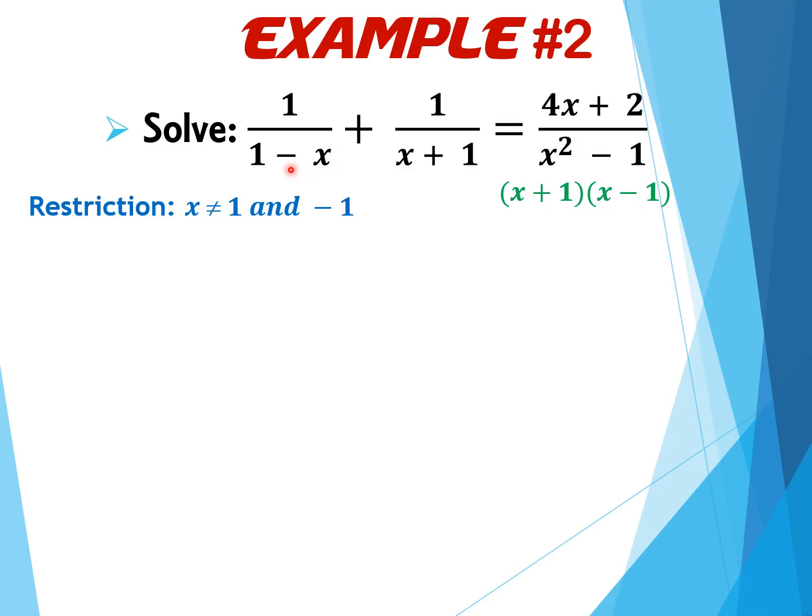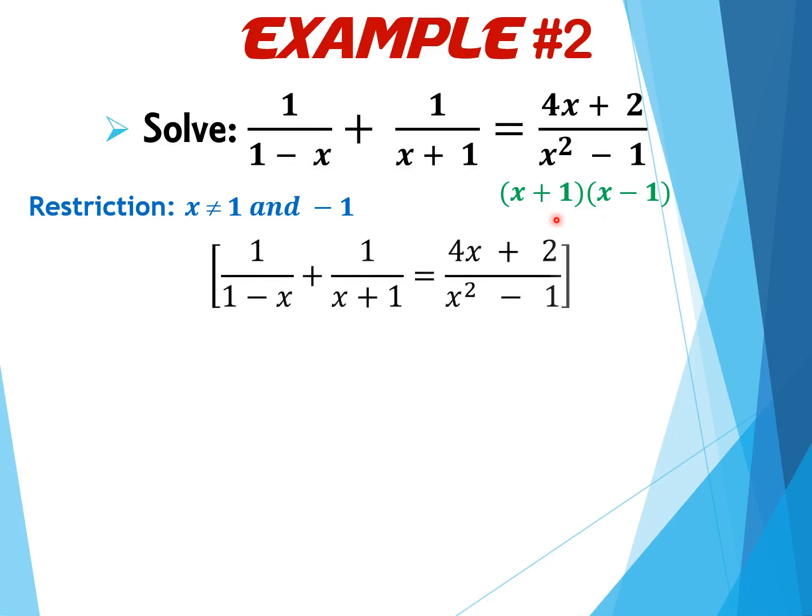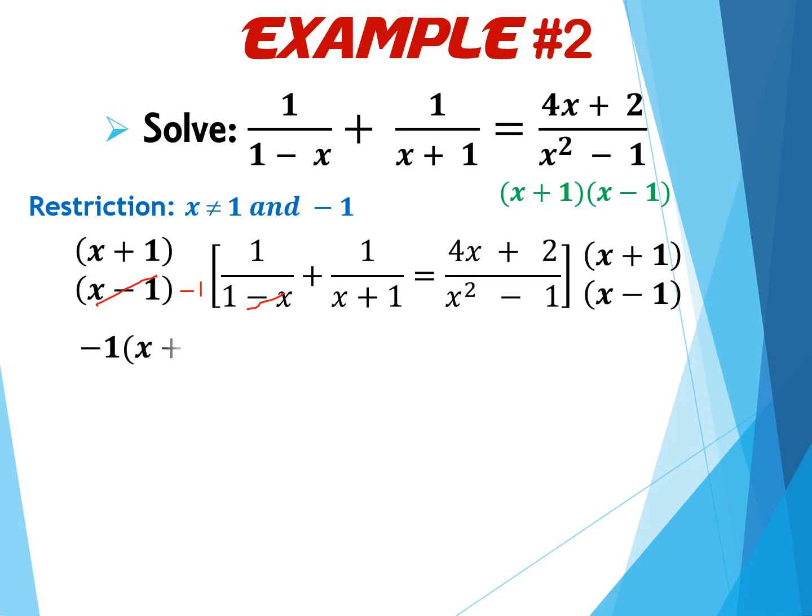So you have here x plus 1, 1 minus x, x plus 1, x plus 1, x minus 1. So we can use x plus 1 and x minus 1, multiplying the entire equation by x plus 1 and x minus 1. Same process, LCD divided by the denominator times the numerator. So here we can cancel x plus 1 and x minus 1, but we will have a negative answer. So we'll have negative 1. So multiply it by negative 1 and x plus 1, the remaining factor. So we will have negative 1 times the quantity x plus 1.